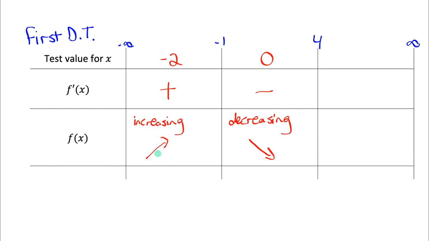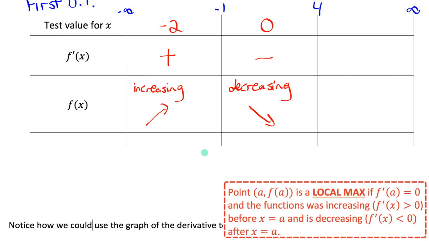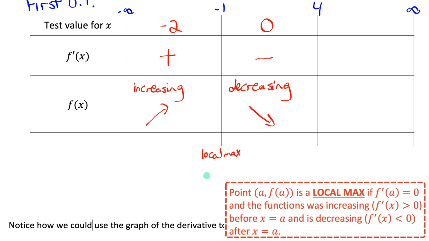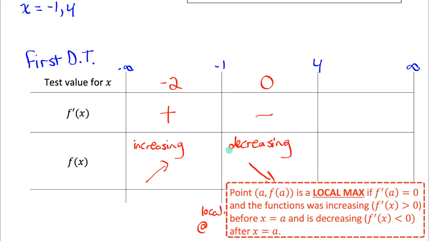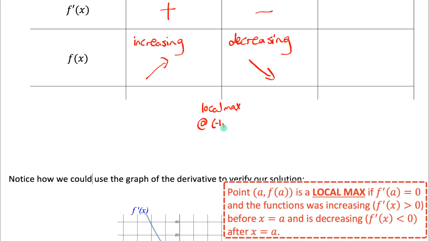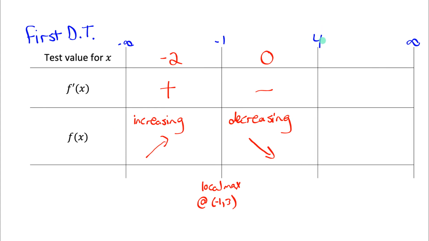Okay, so notice before an x value of -1, the function was increasing. After an x value of -1, the function is decreasing, which means at -1, there must be a local max. So local max at the point -1, 3. At -1, 3. Okay, and then what happens after the critical number of 4?